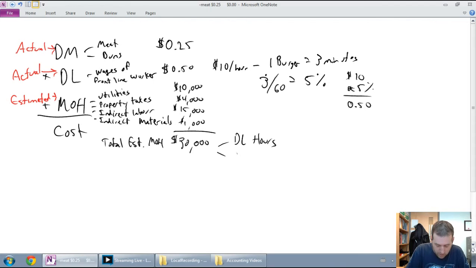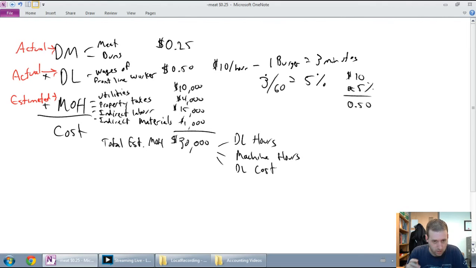The driver might be machine hours. And that's very common if I have a machined product. I say, okay, the more machine hours I have, the more indirect costs I'm going to have, the more MOH I'm going to have, or the less machine hours, the less overhead costs. And another one you often see is direct labor cost. And so again, kind of for the same reasons as direct labor hours, the more I spend on direct labor, the more I should have overhead, theoretically.